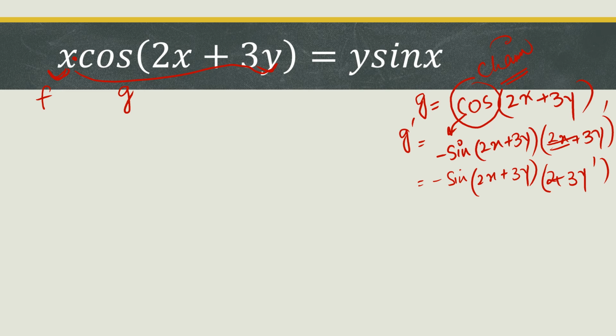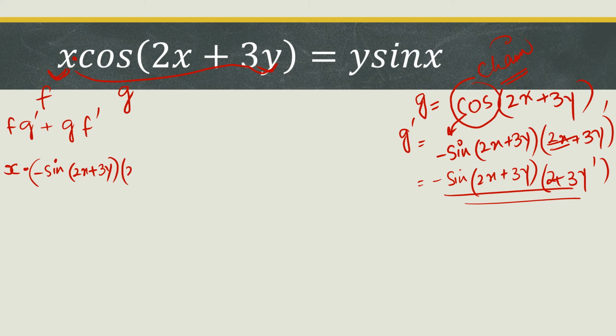So now just put all these values on the left hand side. So we have f g prime plus g f prime. So our f is x, g prime. So here is your g prime. So I am writing here minus sin(2x + 3y) times (2 + 3y prime) plus g f prime. So what is your g? g is cos(2x + 3y) and f prime is, derivative of x is 1. So you will write here 1.